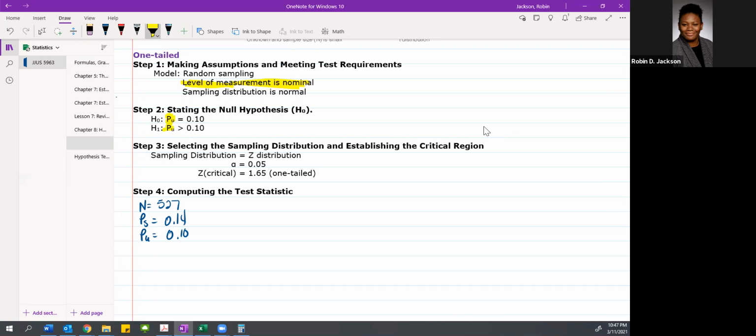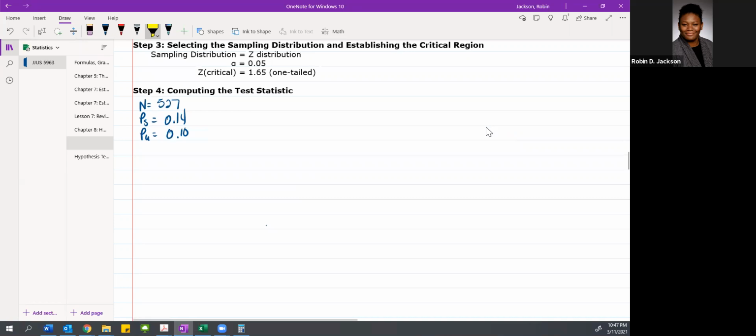100 or more. So you know that automatically it's going to be a Z distribution. Okay, you know that automatically. All right, so now we are at the part to compute the test statistic. And then remember, I said the formula for this is on page 208. It's formula 8.3. Yeah, it's on page 208, formula 8.3.